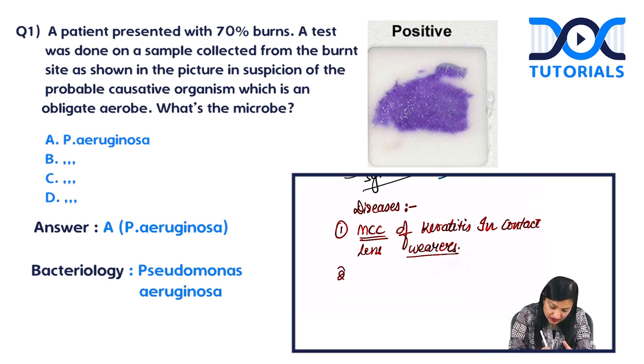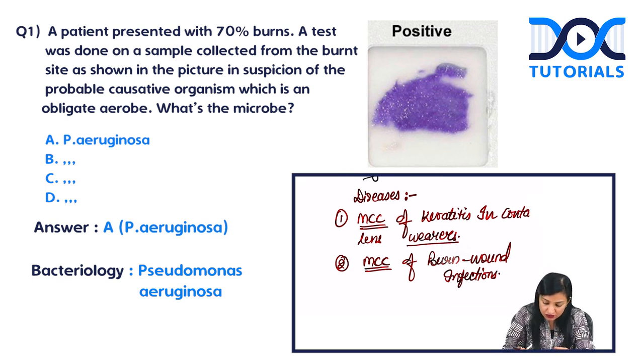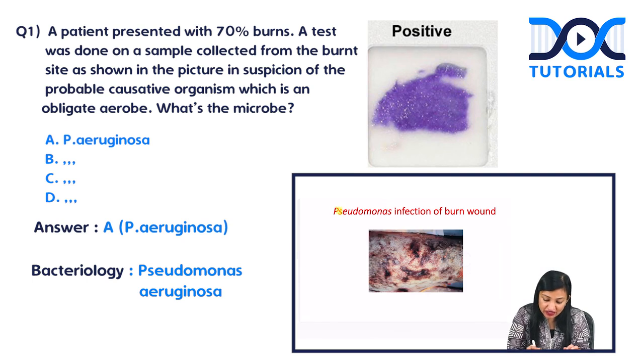Then secondly, it is the most common cause of burn wound infections. When the skin integrity is lost, as in case of burns, the wound becomes susceptible to infections, and Pseudomonas aeruginosa is notorious for infecting these burn wounds. This is Pseudomonas infection of the burn wound.